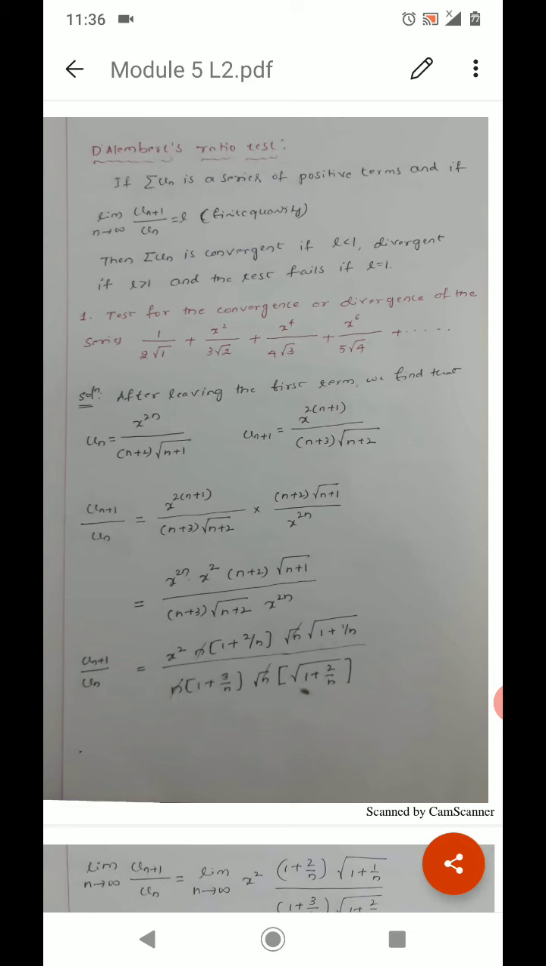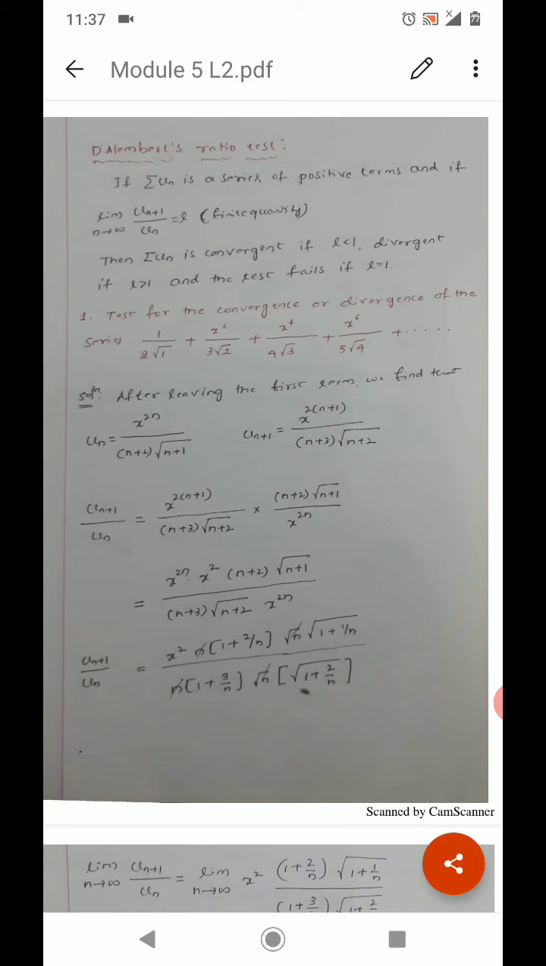First problem is to test for the convergence or divergence of the series 1 by 2 root n plus x square divided by 3 root 2 plus x power 4 divided by 4 root 3 plus x power 6 divided by 5 root 4 plus etc. Since the first term 1 divided by 2 root n doesn't contain x, we leave the first term. So considering from the second term, we can write the nth term un equal to x to the power 2n divided by n plus 2 into square root of n plus 1.